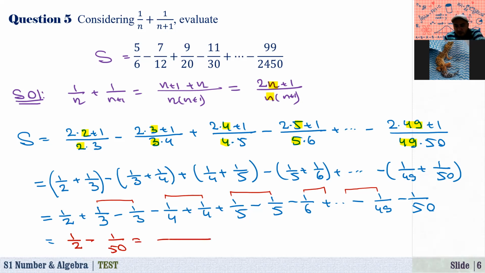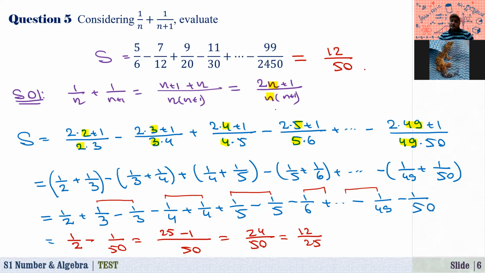Their common denominator is 50. The first fraction's numerator is multiplied by 25, so 25 minus 1 is equal to 24 over 50. We can simplify this by 2, right? Both numbers are divisible by 2. Divide 24 by 2, it is 12. Divide 50 by 2, it is 25. So the answer is 12 over 25. That is the answer of this question.